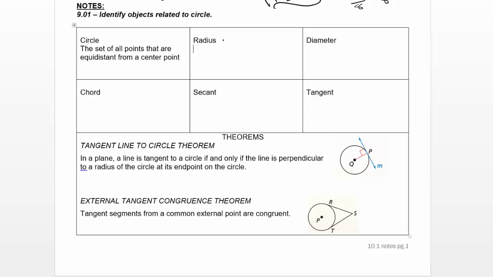I'm sure you know a few of these terms. A radius is just the distance from the center to the edge. A diameter is what you get when you put two radii together, or better yet, this is a segment with endpoints on the circle and that passes through the center.